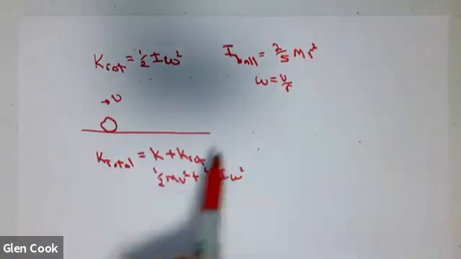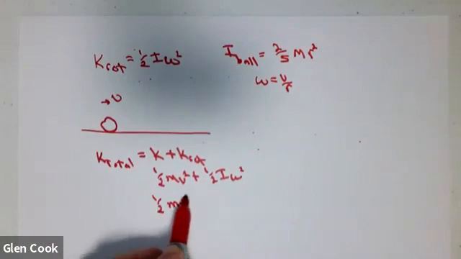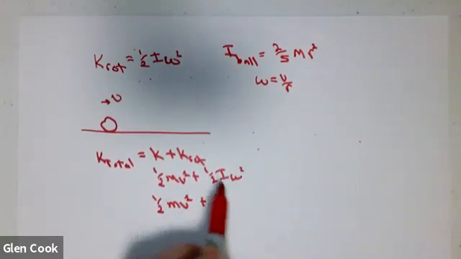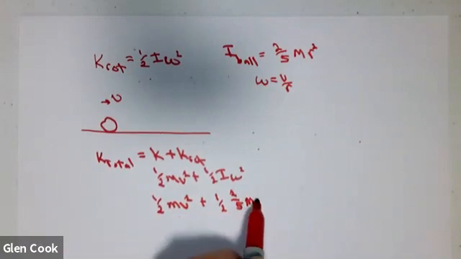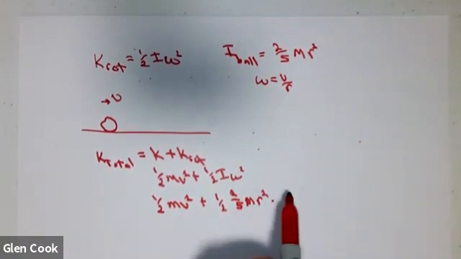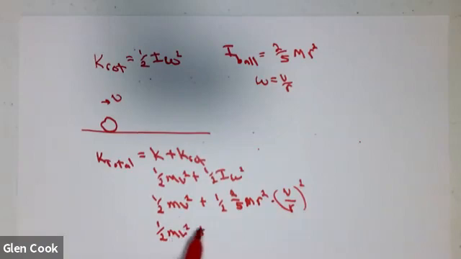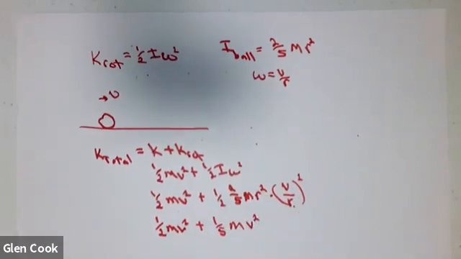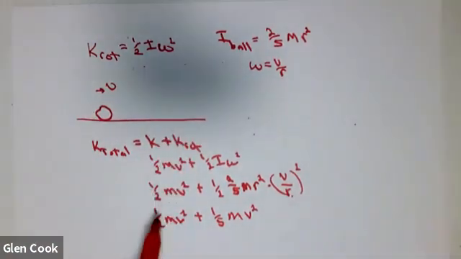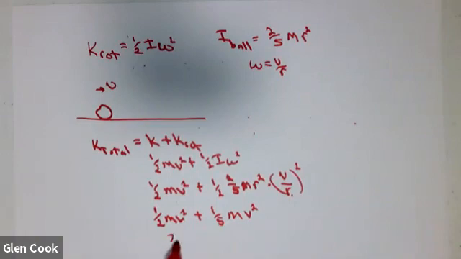And so our K rot, we'll just look at this: 1/2 mv squared plus 1/2 of I, which is 2/5 mr squared, times omega squared, which is v over r squared. If I play this little math game, 2/5 times 1/2 is 1/5. And I have r squared here. When I square this, I have r squared there. Those will divide out, and I'm just left with v squared. So the total kinetic energy of the ball that is rolling is 1/2 plus 1/5. That's 7/10 mv squared.